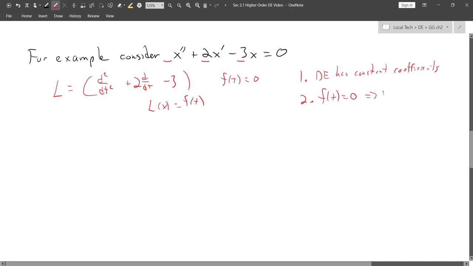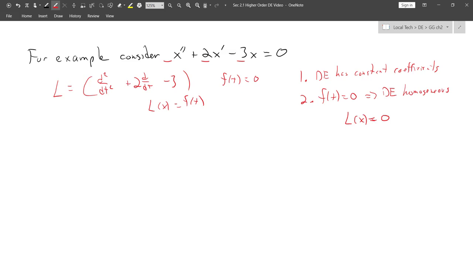In this case, our differential equation has an extra classification. It is homogeneous. So a homogeneous differential equation has the form L of x equals 0. And we'll start by learning how to solve linear homogeneous differential equations, and then we'll move on to linear non-homogeneous differential equations.